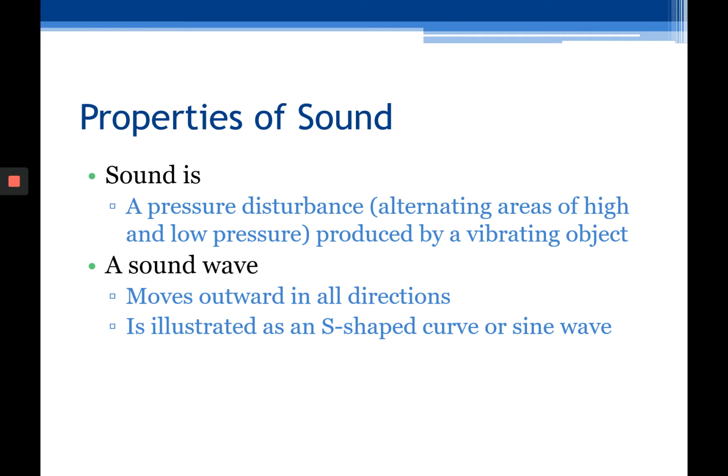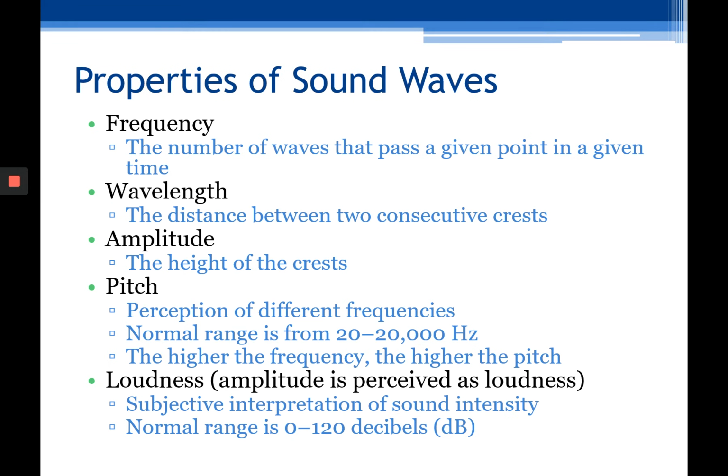So let's talk about the properties of sound, and we're going to get back to the true physiology and step-by-step of auditory processing. So first and foremost, sound is a pressure disturbance that really is basically alternating areas of high and low pressure. The pressure disturbance forms a wave, but it's produced by a vibrating object. A sound wave moves outwards in all directions. It has an S shape. That's also called a sine wave.